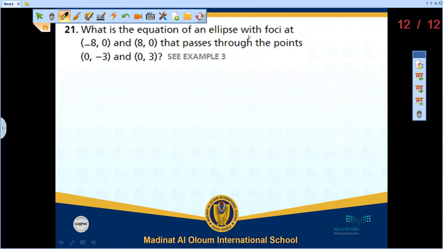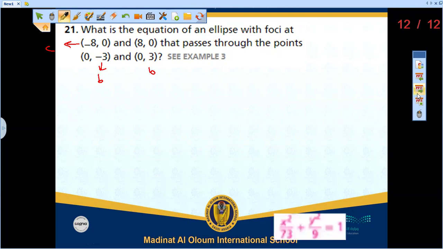What is the equation of an ellipse with foci at, okay, and that passes through a point? Now this one, foci, it means it's a C. And this one, it's a B, and we do it like the previous one.